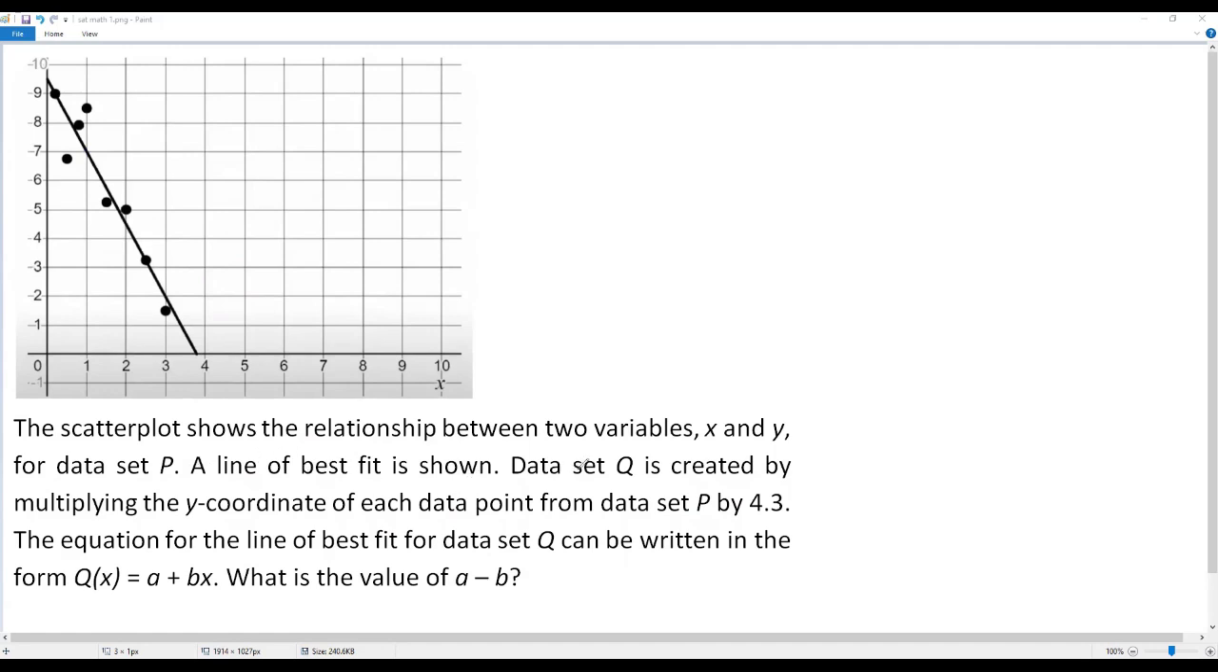Data set Q is created by multiplying the y coordinate of each data point from data set P by 4.3. The equation for the line of best fit for data set Q can be written in the form Q of x equals a plus bx. What is the value of a minus b?